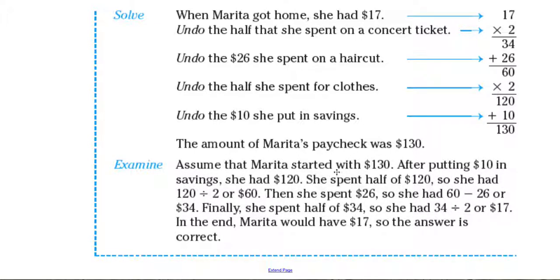Assume that Marita started with $130. Let's check our answer. After putting $10 in savings, she had $120 left. She spent half of the $120, so she had $60 left. Then she spent $26, so she had 60 minus 26, or $34 left. Finally, she spent half of the 34, so she had $17 left. So in the end, Marita would have $17. The answer is correct. This is how you work backwards in word problems.